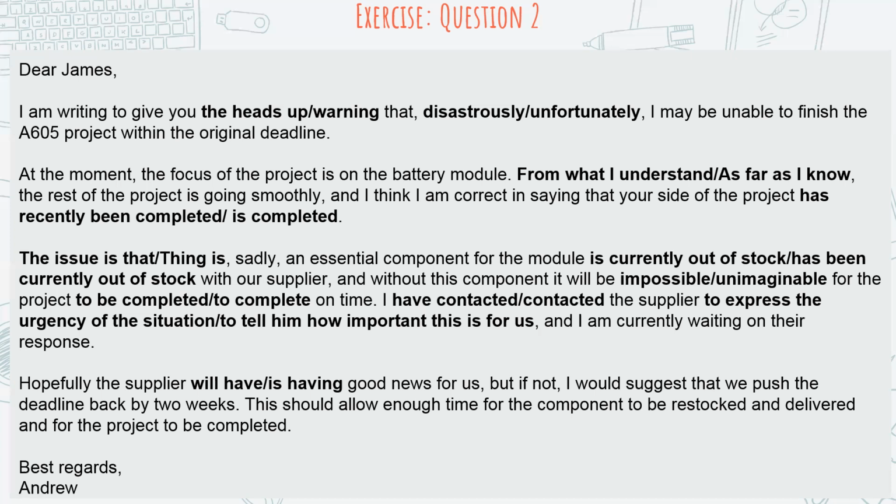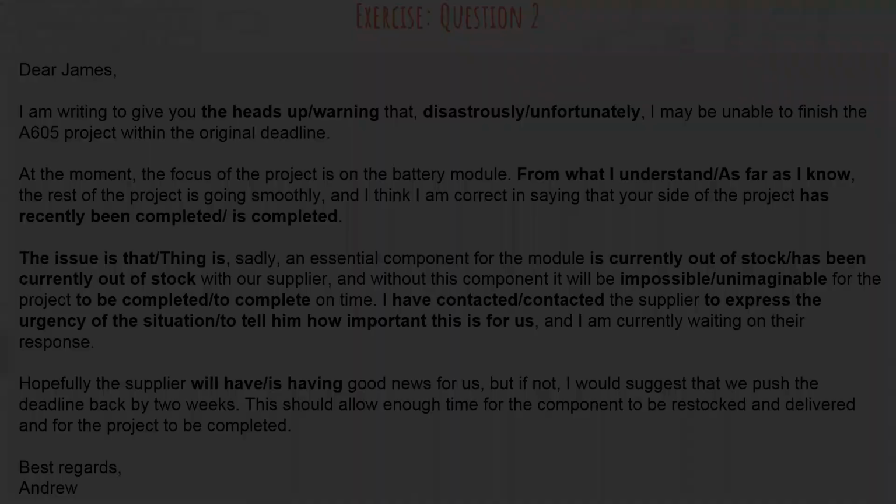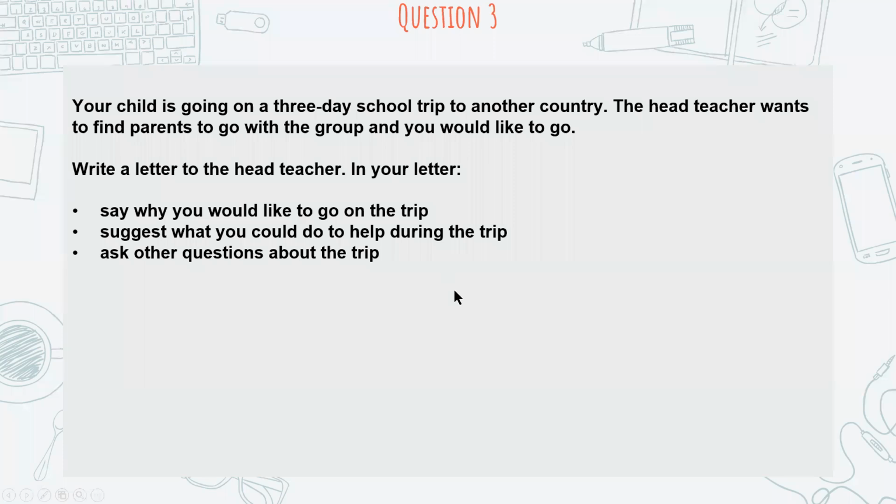Okay. Which one would you use? Hopefully, the supplier will have or is having good news for us. Hopefully the supplier will have, because we are still waiting on a response, on a reply from the supplier. So we are talking about the future, not "is having" here. Okay. Best regards. You end the letter with best regards. Sometimes you could say yours sincerely. It's fine. Okay. Now we have another question.